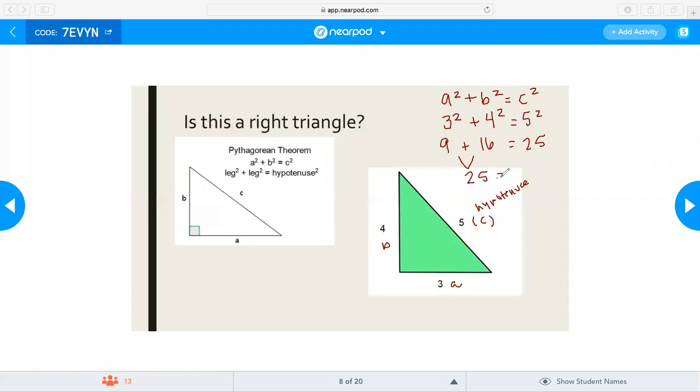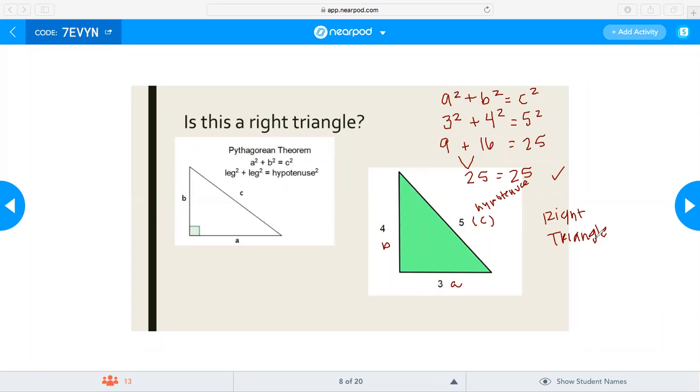25. So doesn't 25 equal 25? Yes, so this is a right triangle. This is a right triangle. And if you notice, I just used the same numbers from earlier, okay? So this is a right triangle because A squared plus B squared does equal C squared.